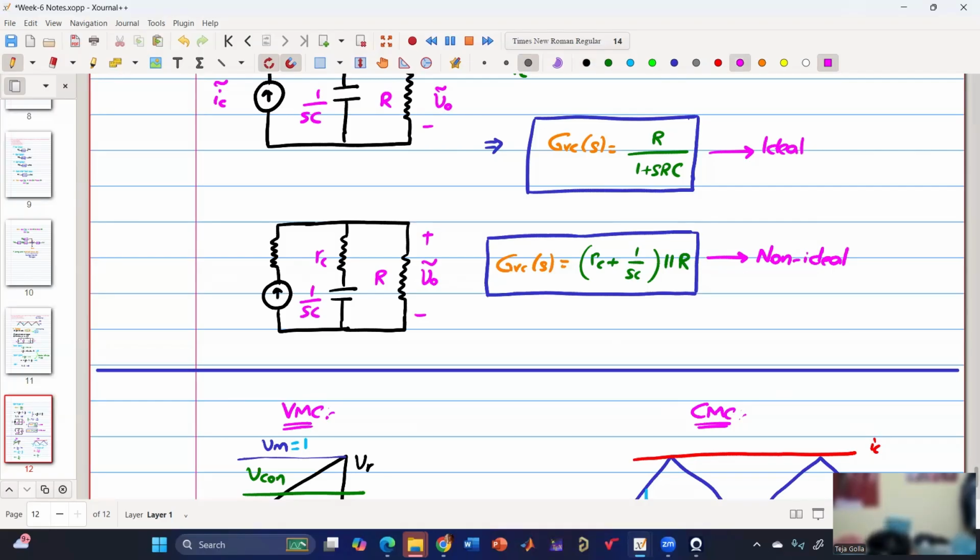So this is my IC tilde and say this is RE. Now if I consider this entire thing as a single impedance, which is RC plus 1 by SC parallel R, IC is flowing through that. So my V naught tilde is this impedance times IC. So V naught tilde by IC tilde is this impedance, and RE is in series with the current source, so that will not affect V naught tilde, and that's why RE's effect is not coming over here. Is that clear?